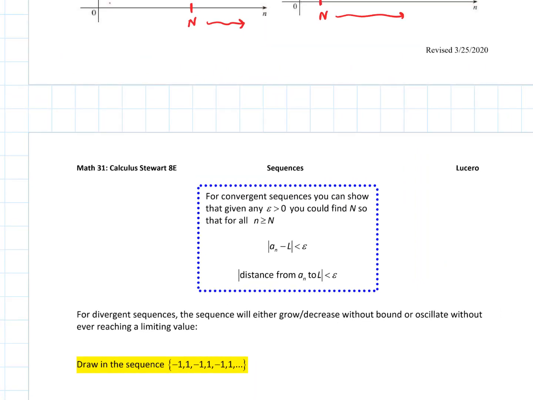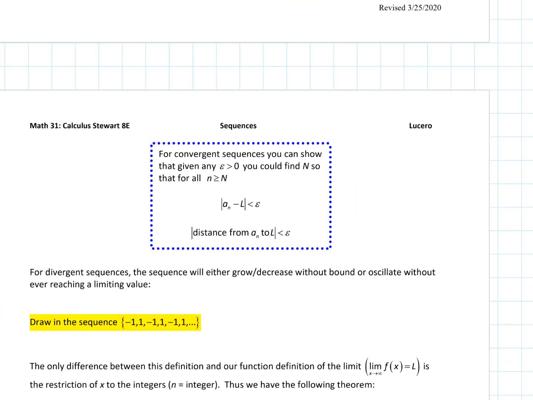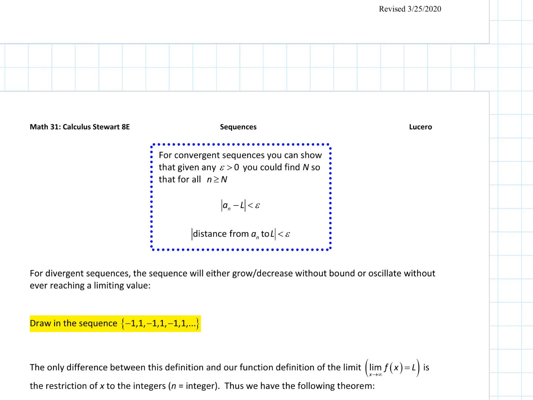Okay. Now, for diverging sequences, sequences will either grow or decrease without bound or oscillate without ever reaching a limiting value. And so, for instance, let's just start at this one. What we have here is the sequence where it just switches between -1, +1, -1, +1. If we were to try to graph that and find an epsilon neighborhood, we would be plotting points that look like this.